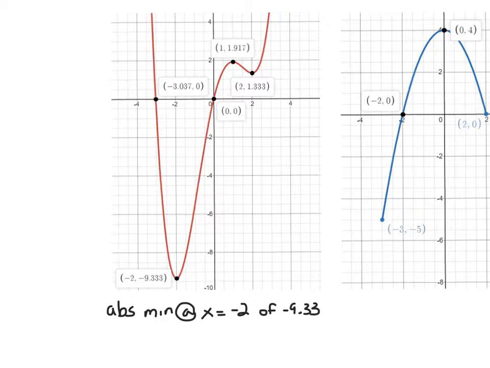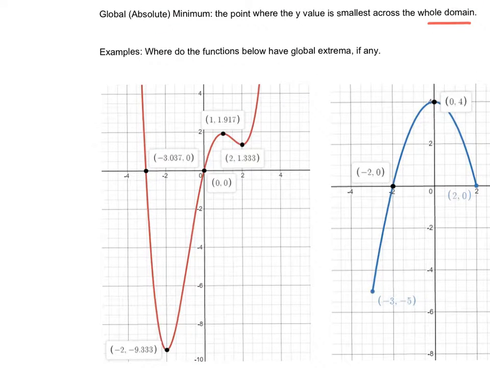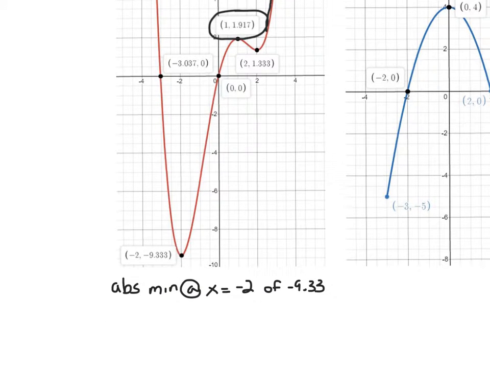Now, as far as the absolute max, let's look at this graph and try to see where it's the highest. We see that this point is at the top of this little hill, but that's not the highest point, because as this graph continues, it's going to continue up forever in this direction. So the y value is going to keep going up unbounded. There's really no highest y value, because it's going to keep getting bigger and bigger and bigger. So we would just say there is no absolute maximum. It does not have to have an absolute maximum or minimum. It just depends on the function.